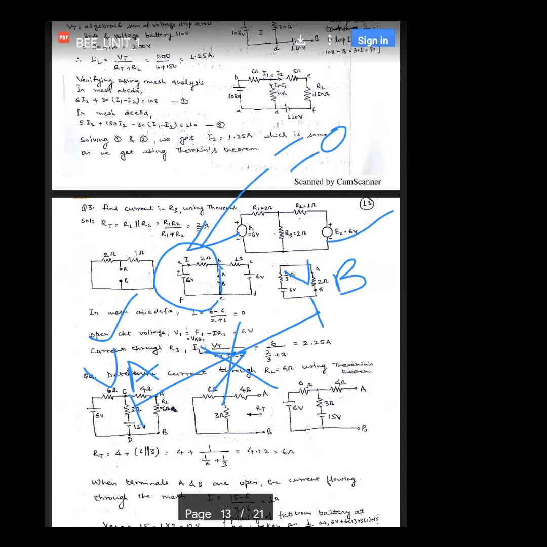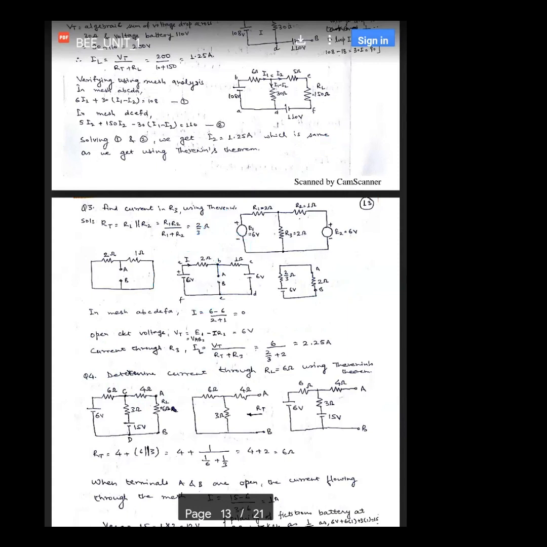Same is the case here, no current is flowing in this loop. So the voltage between A and B is 6 volts, and its polarity will be like this, so that it can cut or subtract the polarity of the given 6 volt. Now is it clear? Yes, sir. Okay, let's move further.